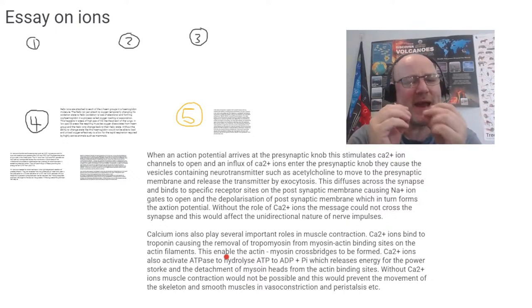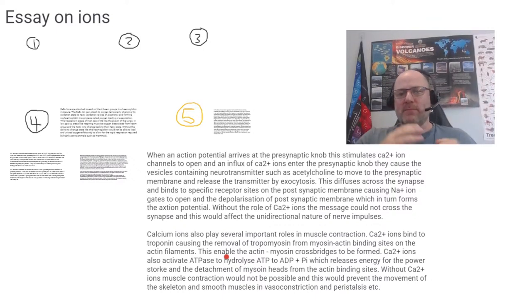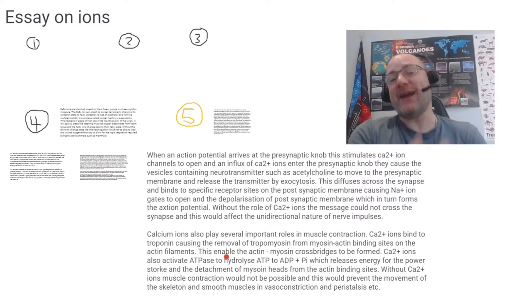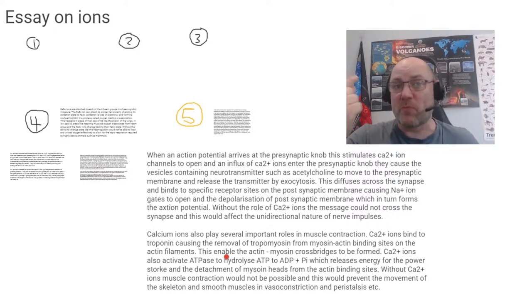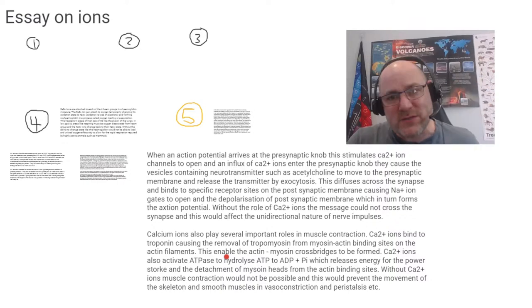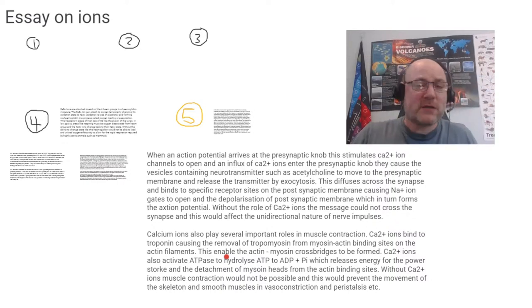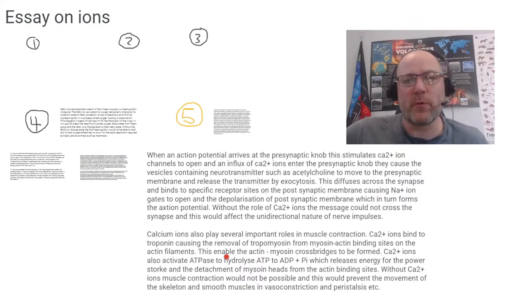All heavily A-level content words that are scoring you marks. Okay, so we can say if we didn't have the calcium ions, then we couldn't remove the troponin or the tropomyosin from the binding site, and we couldn't form a cross bridge, and we couldn't contract our muscles. And if we can't contract our muscles, we can't move our skeleton, and this wouldn't be very good for the survival of animals. So muscle contraction, super important, but it needs calcium ions.